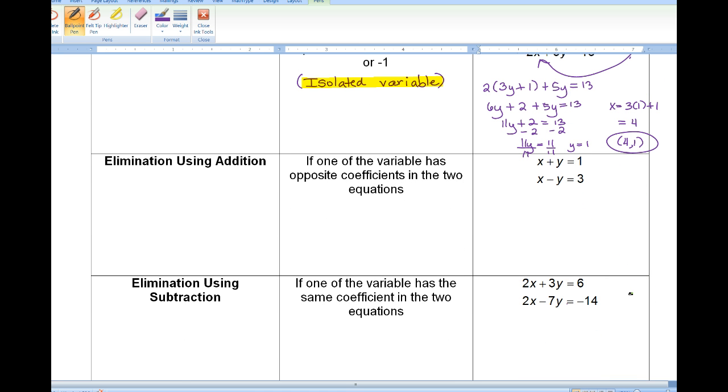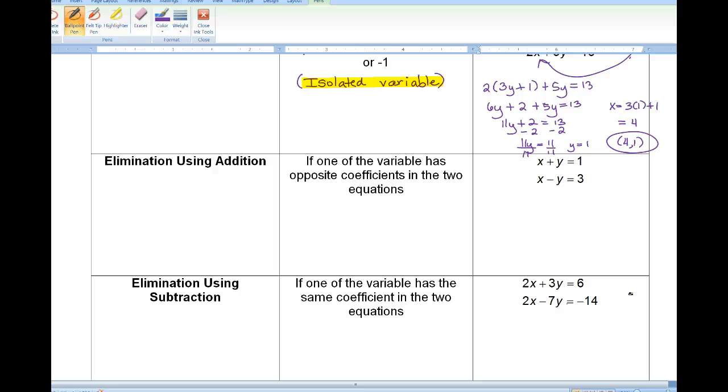Sorry, there's not a lot of space. I wanted to fit it all on one page, but give you little boxes so you could see each method and how it was solved. Okay? So we had graphing, we had substitution.